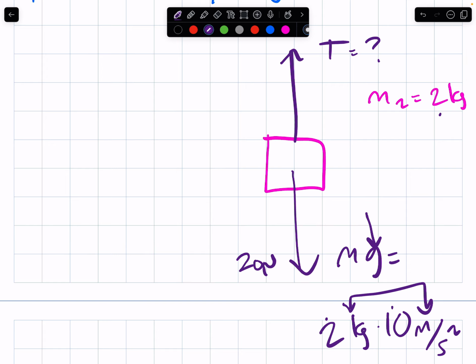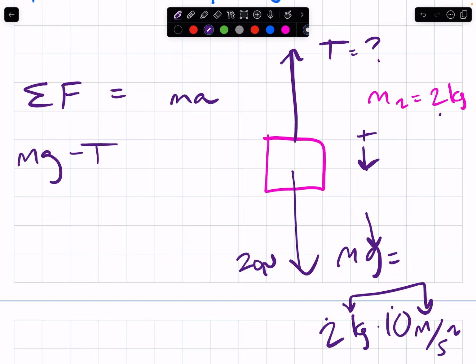All right, now I'm going to write down Newton's second law for this mass. And that is net force equals ma. And we've been talking a lot about how to write these expressions down here. So if it's accelerating downward, then the way we need to write out the net force is going to be mg minus T is ma.